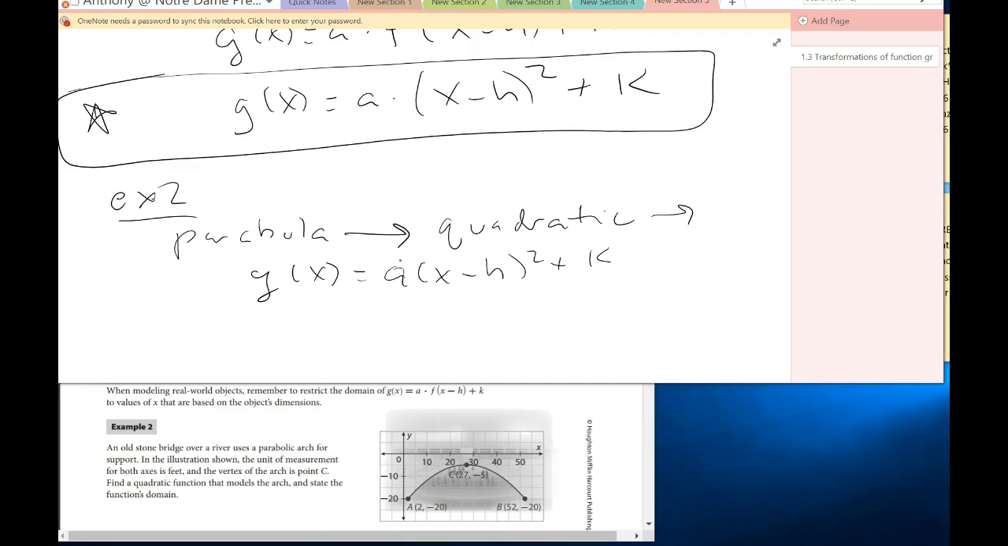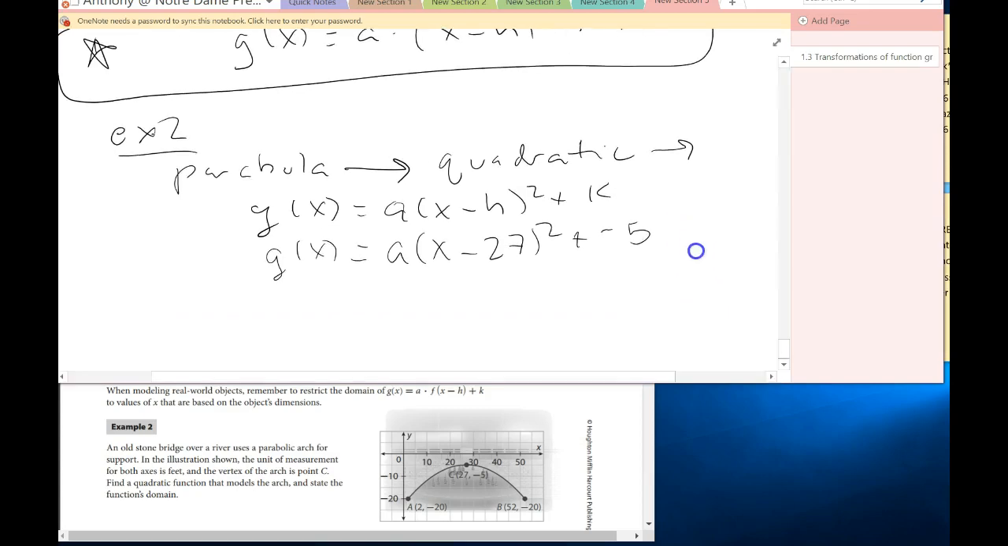Okay, so it tells me the vertex is this point, 27, -5. That's really convenient because it turns out the vertex of a quadratic and the h and k values are directly related. The h is the x-coordinate of the vertex. So in place of h, I'm going to write the x-coordinate of the vertex, which is 27. And the k is the y-coordinate of the vertex. So in place of the k, I'm going to write the y-coordinate of the vertex, which is -5.